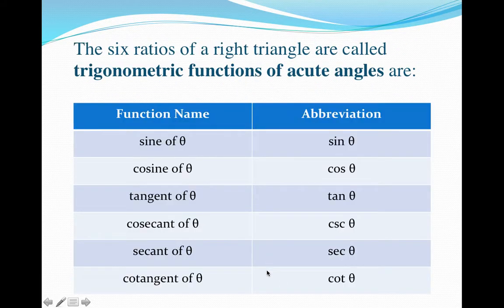The 6 ratios of a right triangle are called the trigonometric functions, and the function name is listed here on the left. This is how we read them: the sine of theta, the cosine of theta, the tangent of theta, the cosecant of theta, the secant of theta, and the cotangent of theta. On the right-hand column, these are the abbreviations. This is how we write them. When we read this, we say the sine of theta. We read this the cosine of theta, not sin theta, not cos theta, etc.